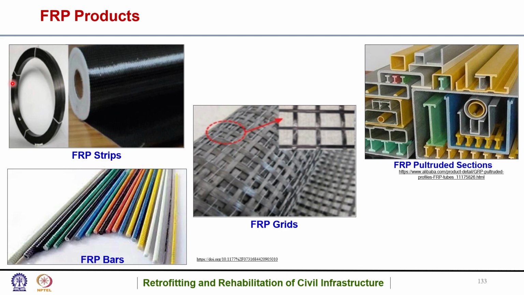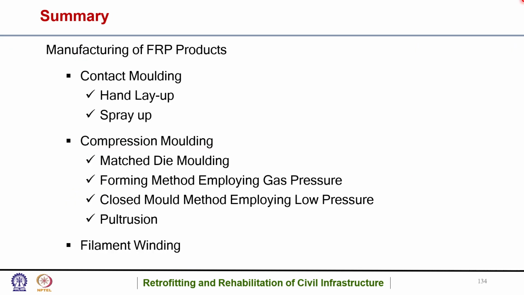This in the form of FRP strips, FRP bars, FRP grids, and FRP pultruded sections. Okay, so these are the various products. In summary, we can say that in this lecture we basically understood the manufacturing of FRP products.